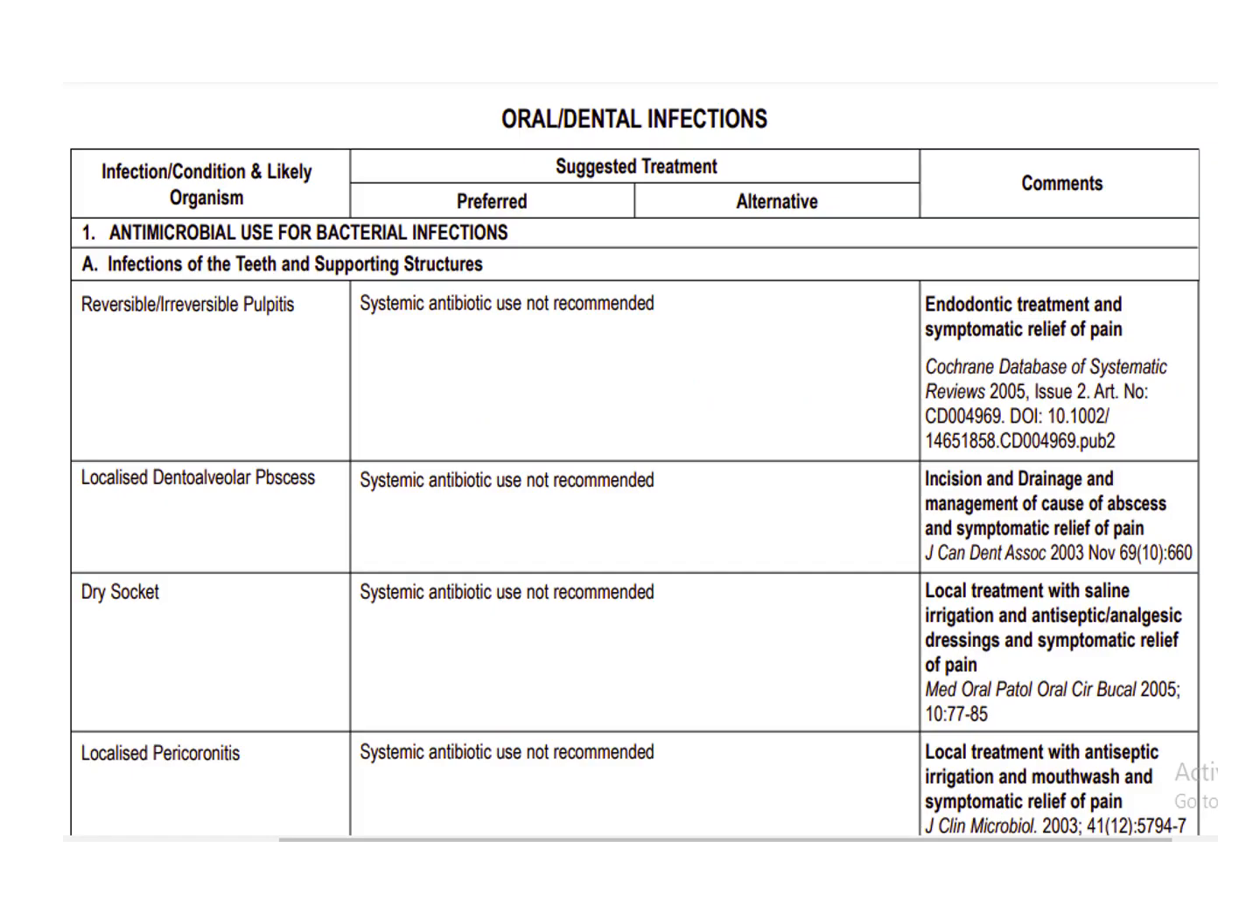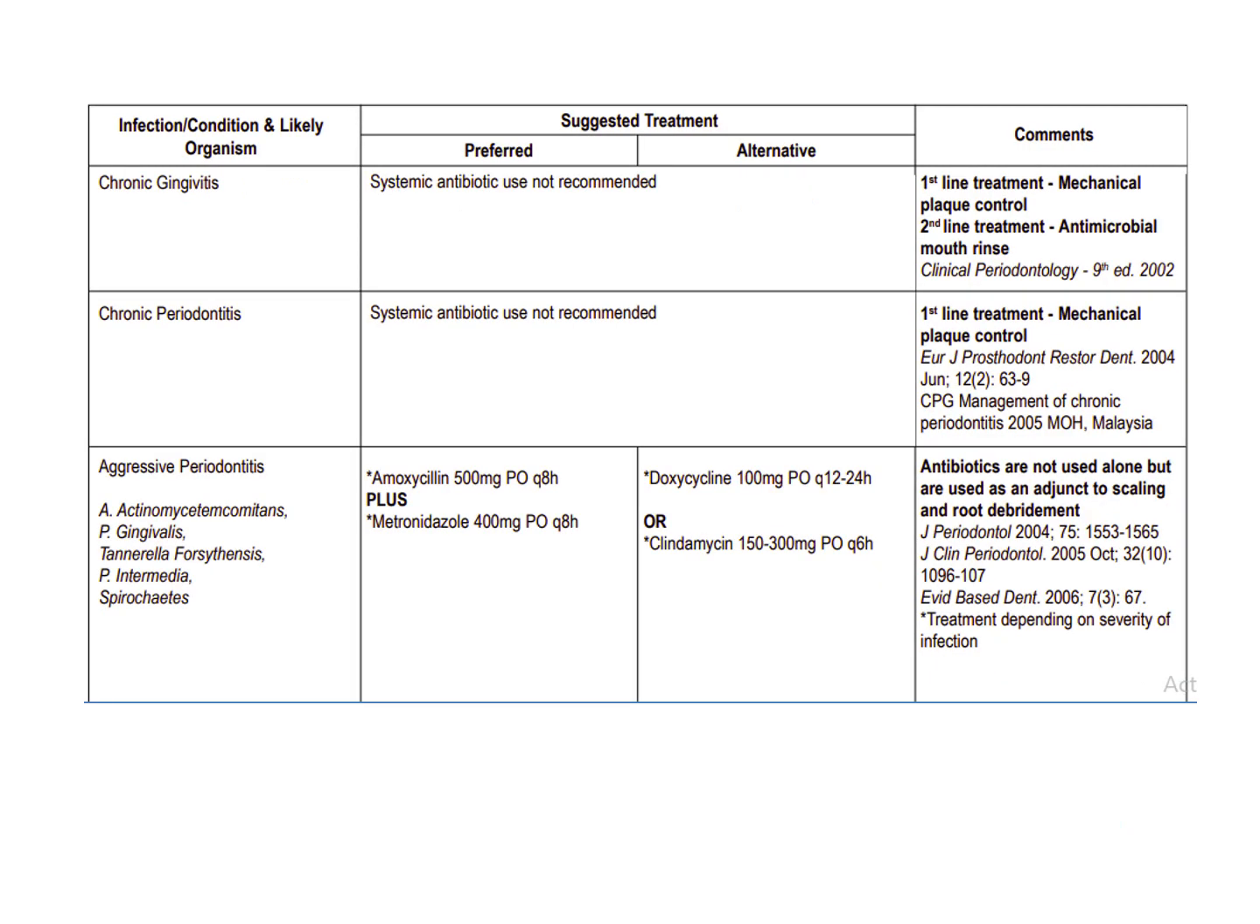So the last few slides will show you the summary of the National Antibiotic Guideline 2008. According to the National Antibiotic Guideline 2008, systemic antibiotics are not indicated in the case of reversible or irreversible pulpitis, localized dento-alveolar abscess, dry socket, localized pericoronitis, and also not indicated in chronic gingivitis and chronic periodontitis. However, it is indicated for aggressive periodontitis, where we can give amoxicillin plus metronidazole.